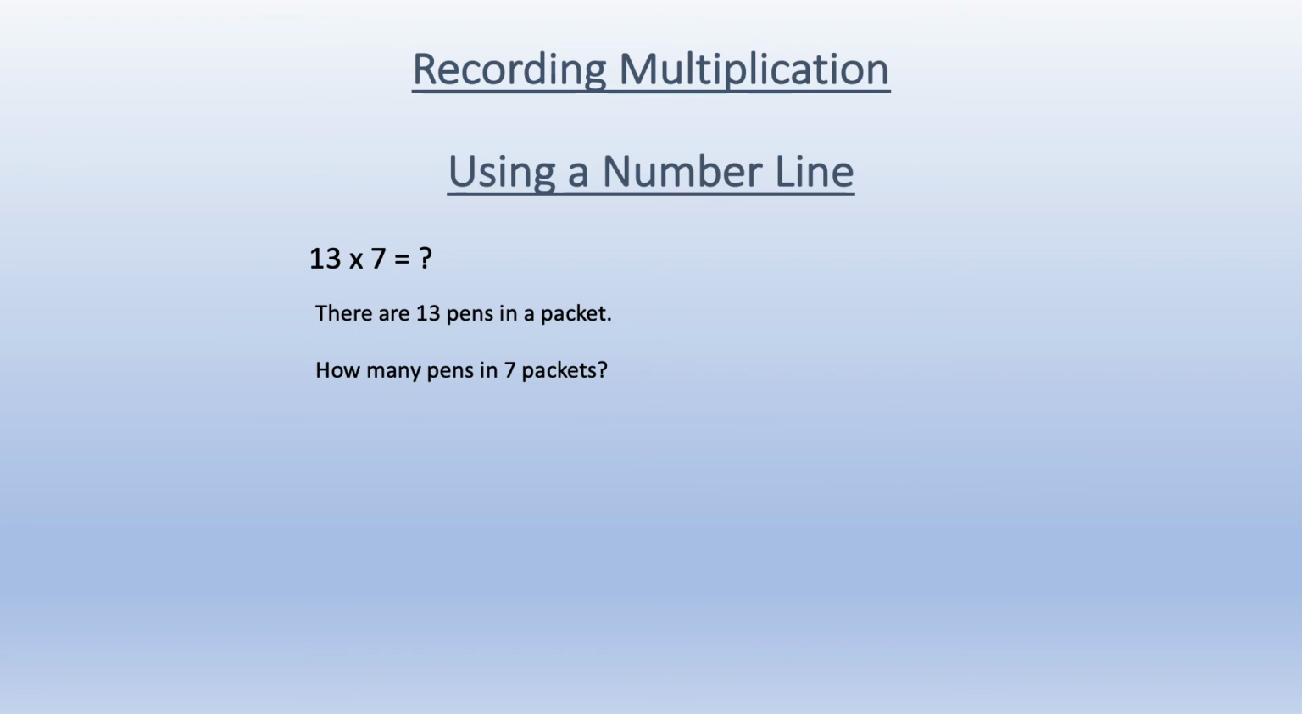Now, when numbers get bigger, as in this example, 13 times 7, it's a bit cumbersome to do lots of small jumps. So if your child has grasped the earlier concept, they can then move on to splitting a number like 13 into parts, 10 and 3.